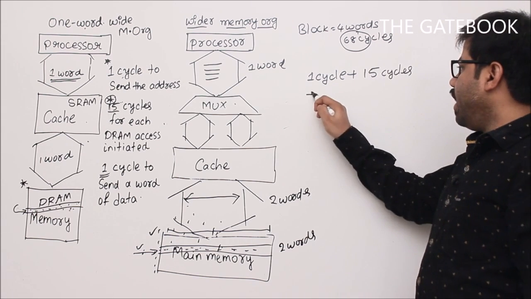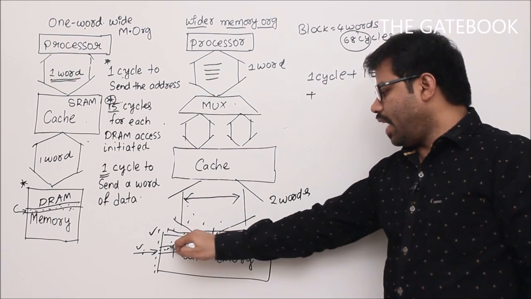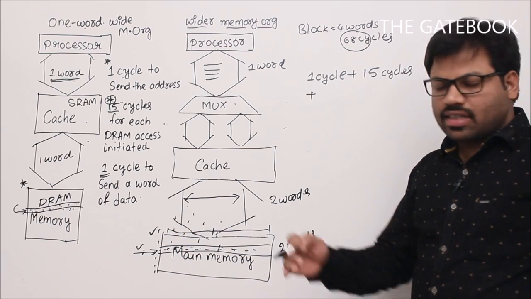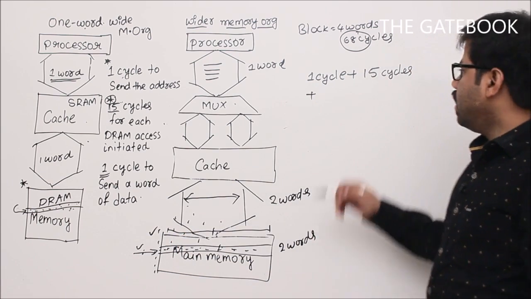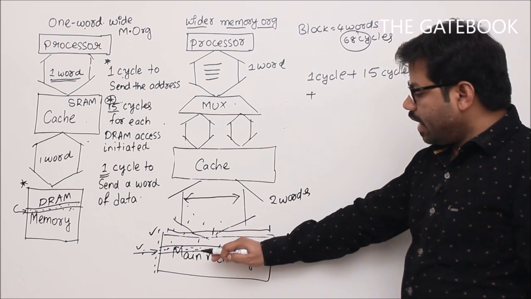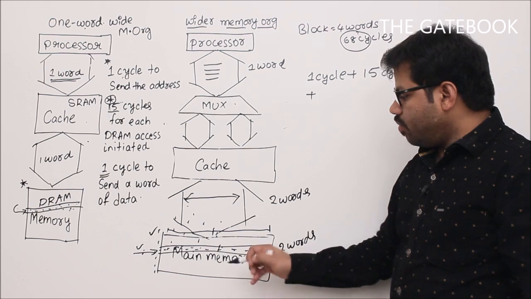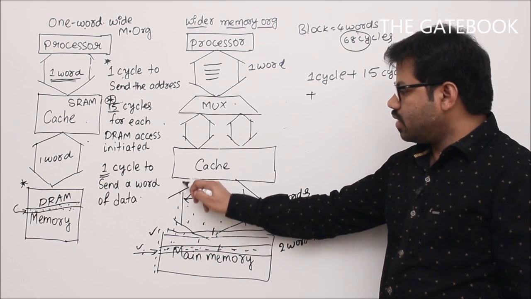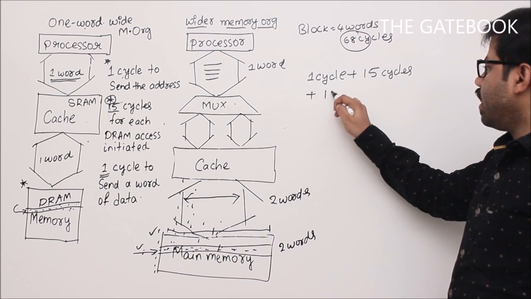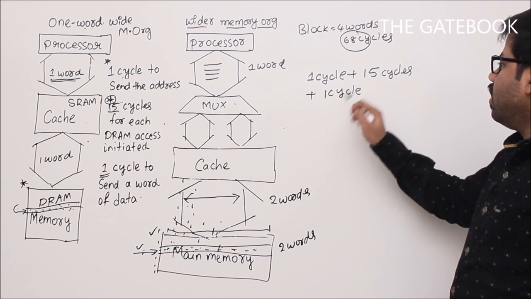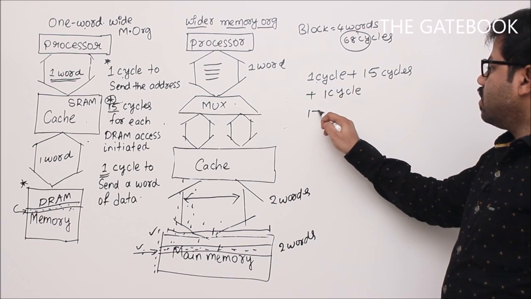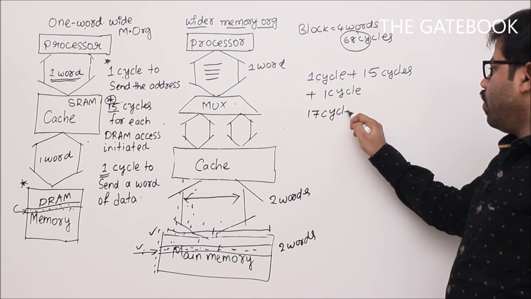That means the major goal of initiating DRAM is identifying the right row. Understand? There are some other details we don't require. Then we have to get the data back to cache. See, the width of cache and main memory are the same, so all the 2 words will go like this. It takes only 1 cycle again. So finally I can say that it requires 17 cycles, but how many times will we be doing that?